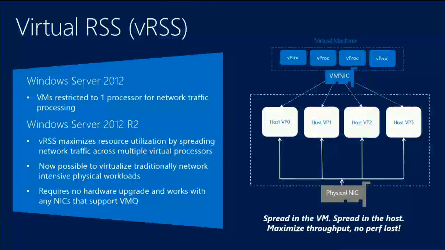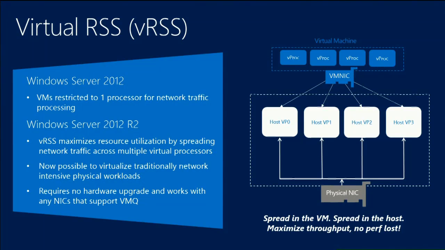The first is virtual RSS, or vRSS. How many of you are familiar with RSS, or receive side scaling? RSS is a technology that fundamentally allows you to spread processing of network traffic across multiple cores, which allows you to fully utilize the capabilities and maximize throughput of the underlying NIC. But RSS is turned off in a virtualized environment. That doesn't help our cloud scenario. It's great for physical machines. How many of you have heard of VMQ?